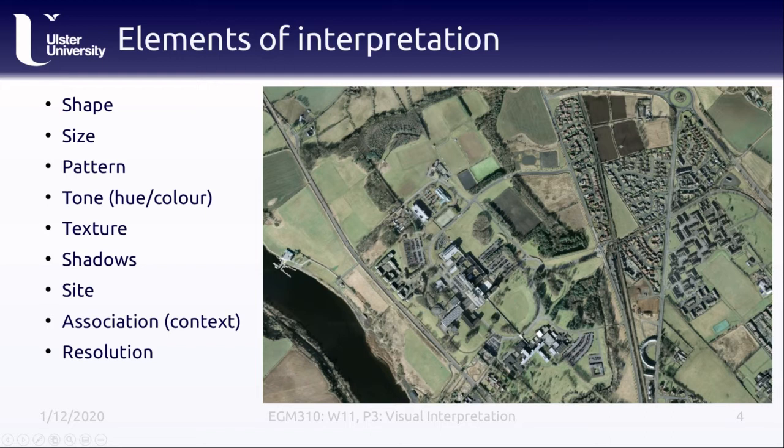Finally, think about the resolution of the image that we're looking at. In a lower resolution image, we probably wouldn't imagine that we'd be looking at cars in a car park. But because this appears to be a very high resolution image, we can be confident in that interpretation. We'll go through some more examples of image interpretation in the rest of this lesson.